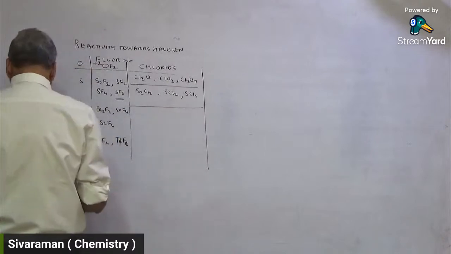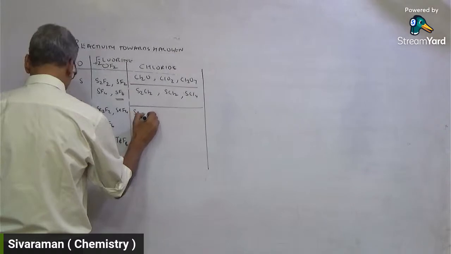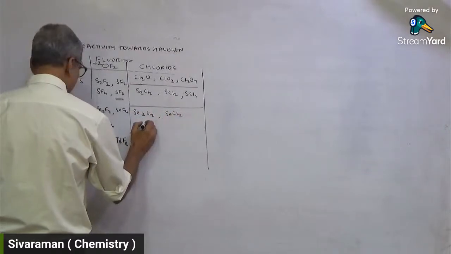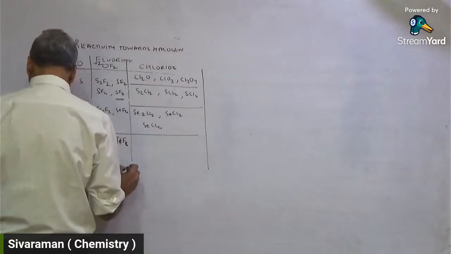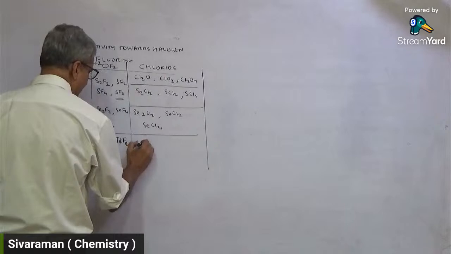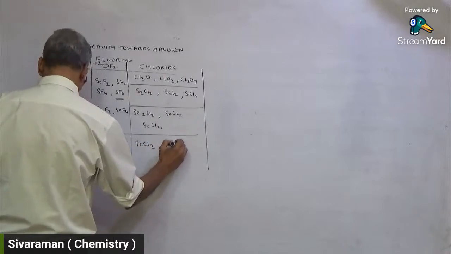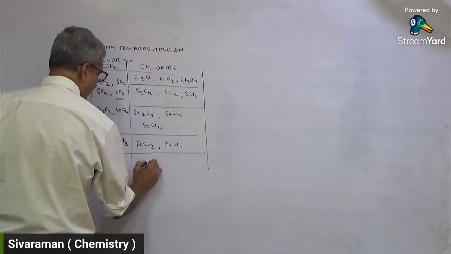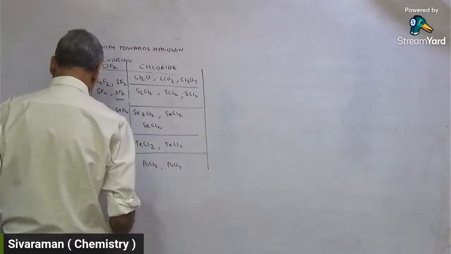Then selenium monochloride, selenium dichloride, and selenium tetrachloride. When we look at tellurium, tellurium dichloride and tellurium tetrachloride. With polonium, yes, we have something: polonium dichloride and polonium tetrachloride.